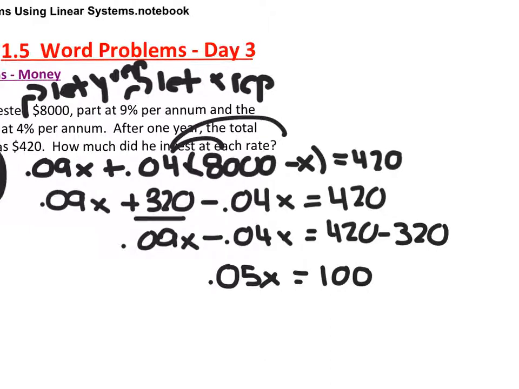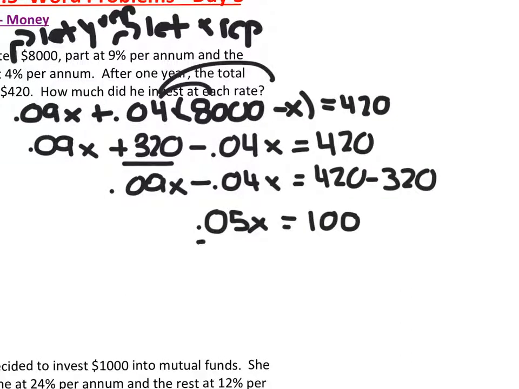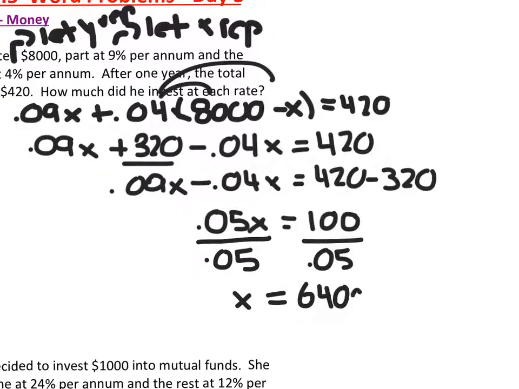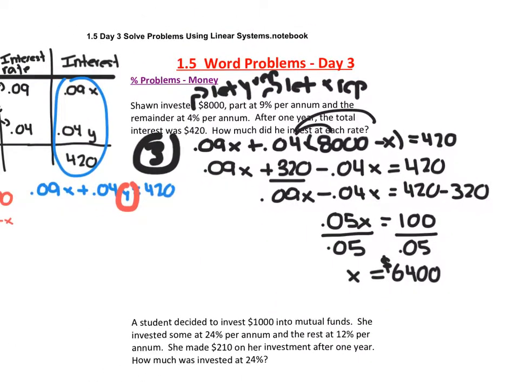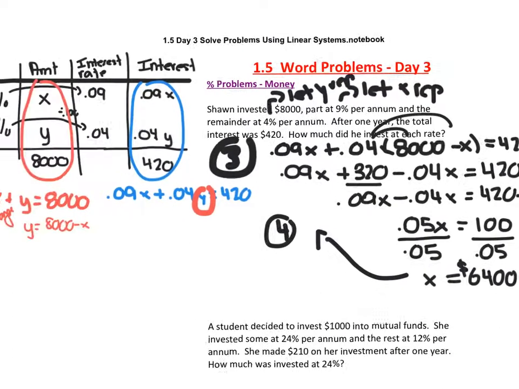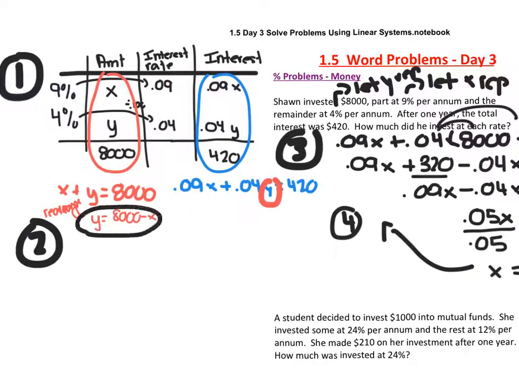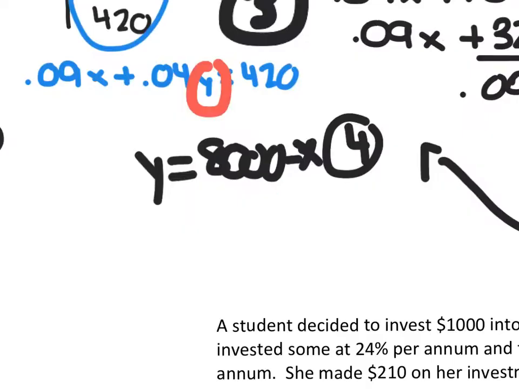And now what we can do is divide by 0.05. And we're left with x equals 6,400. And that would be dollars because we're working with money. Okay. So we found what x is equal to. Now what we can do is step 4, which is we're going to take the first equation, which we rearranged. So I'm going to take this equation, y equals 8,000 minus x. And I'm going to find what y is by just substituting in that x value.